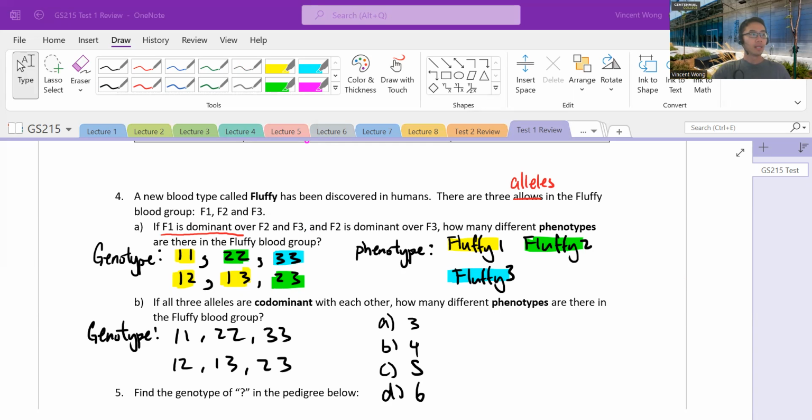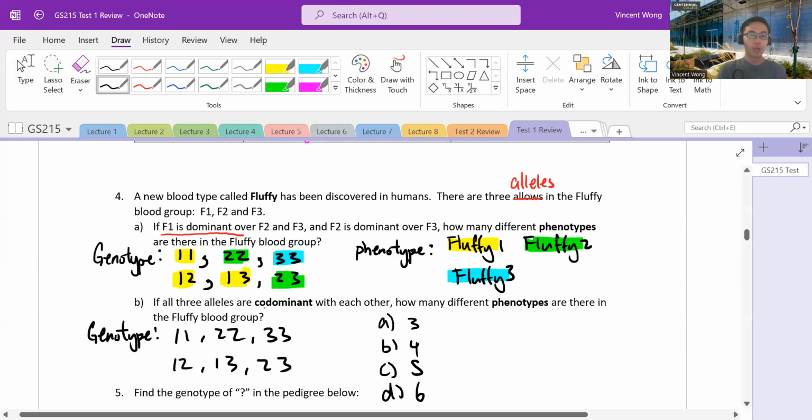All right. So we have answers from all the choices. Let's take a look. Okay, codominant means both will be expressed. An example of a codominant situation with the ABO blood group would be AB.